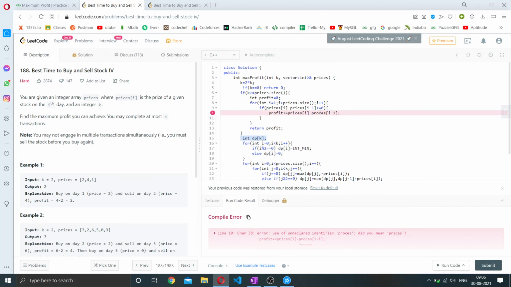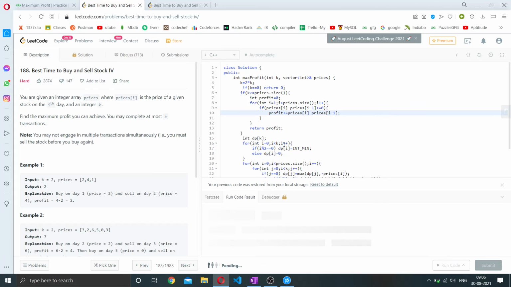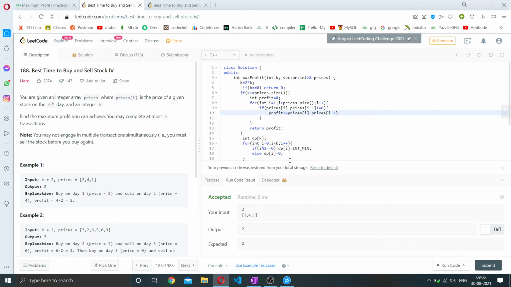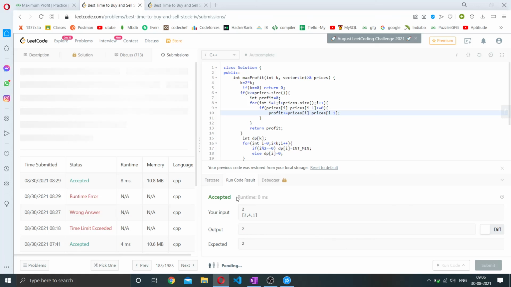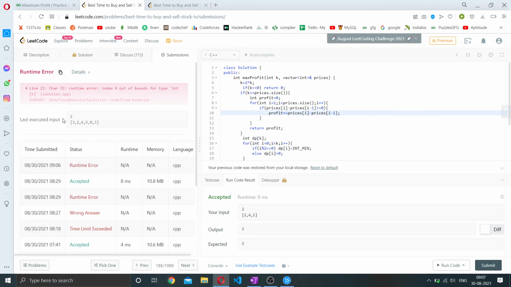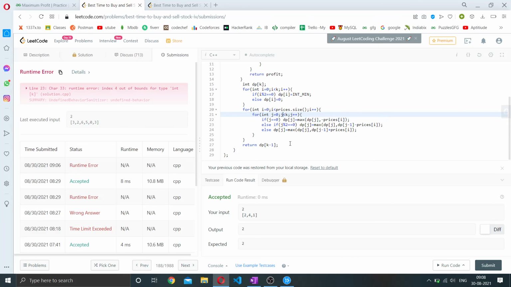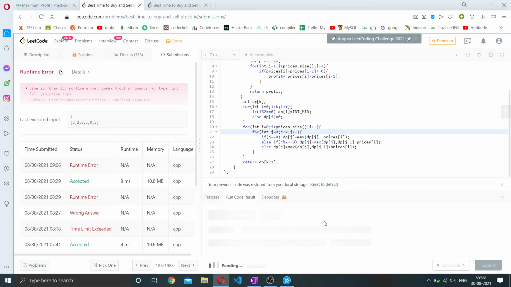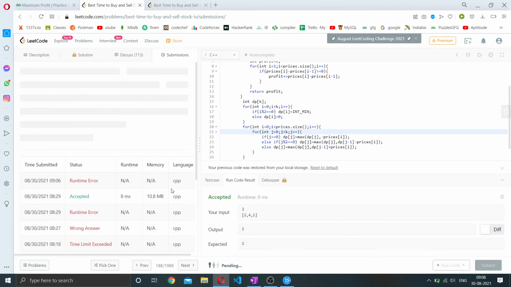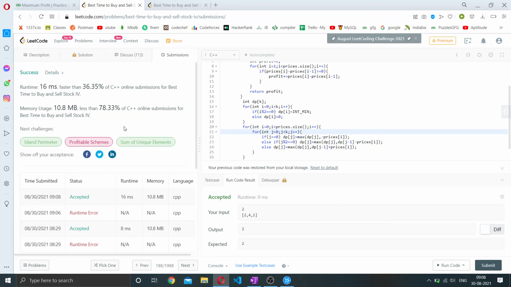Okay, there is a spelling mistake, prices of i minus 1. Let's try to run the code again. It's giving me the correct output. Let's try to submit. It should be j less than k. Okay, this was a typing error. Let's try to run the code. Let's try to submit. Okay, it's giving us the correct answer.